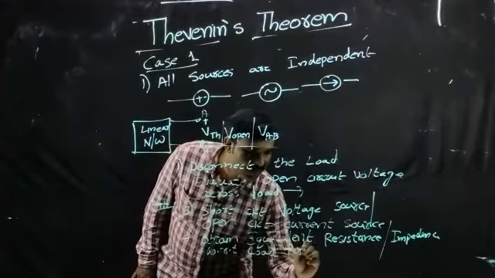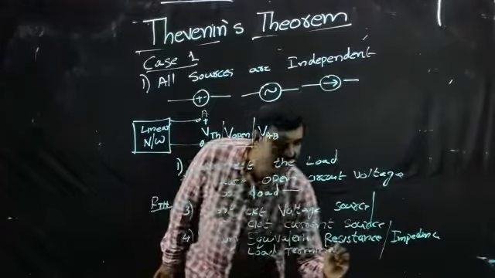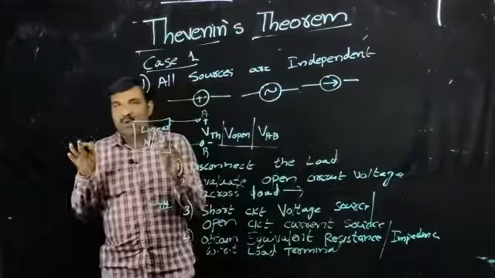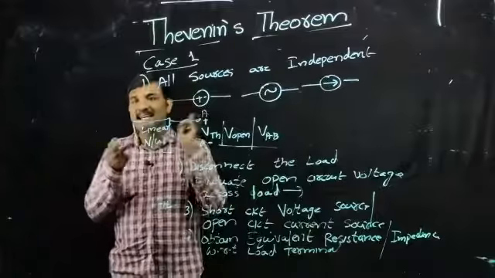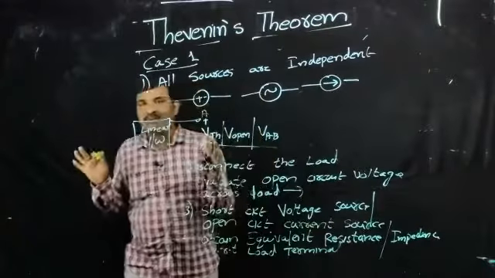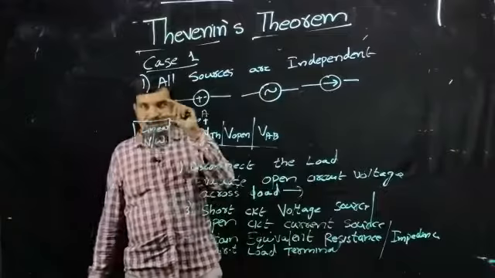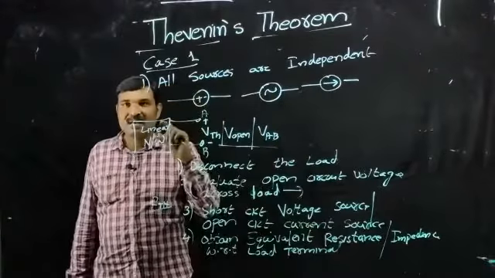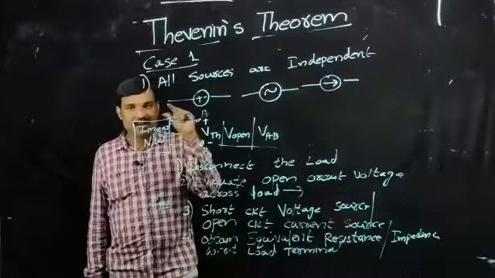So for determining Thevenin's equivalent resistance, what you have to do is open circuit all independent current sources and short circuit all independent voltage sources. Then disconnect the load and determine the effective value of resistance with respect to the load terminal.